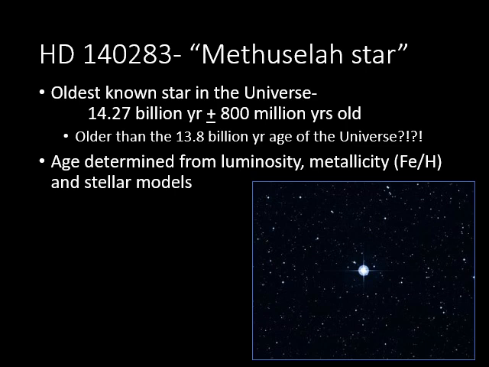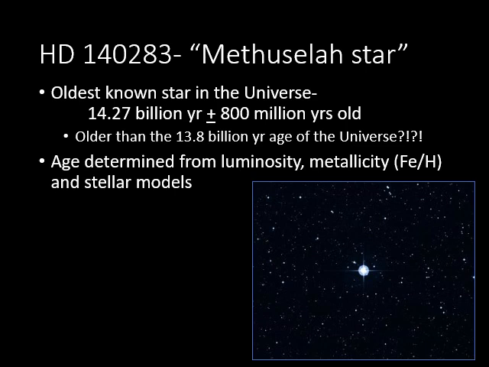Now, of course, that can't be correct. We don't think this is a visitor from another universe or anything like that. If you look at the error bars, if we actually did minus 800 million years on this, we would be within the range of the age of the universe. But regardless, this is still a very old star. And it's possible that we are slightly off in our measurement of the age of the star, or slightly off in our measurements of the age of the universe. There's definitely some wiggle room in both of those numbers.